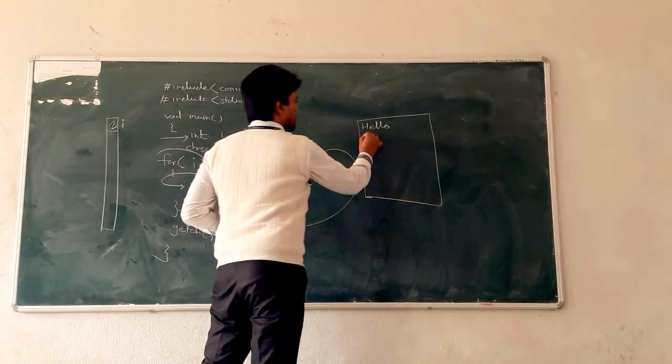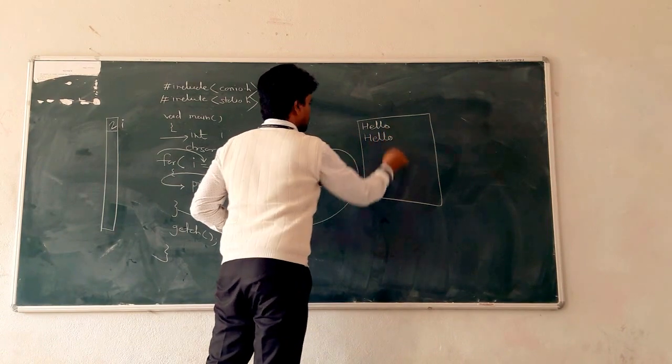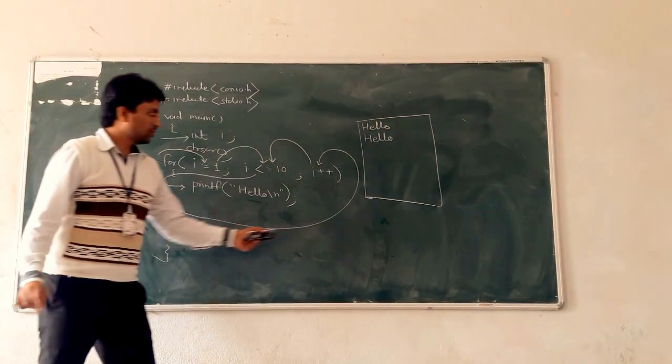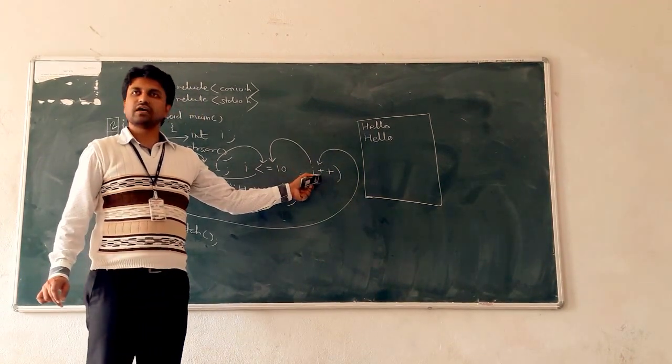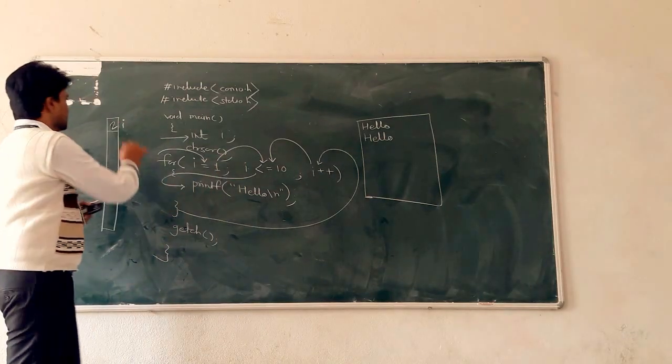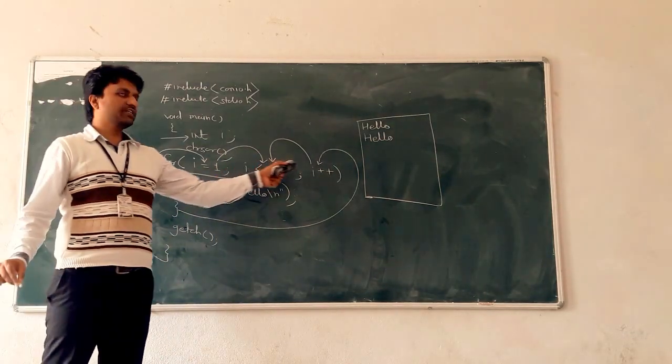So what is the statement? Hello. Print hello on the console. Second time, then completion of the for loop. So again, the I plus plus statement is executed. So now I becomes 3. So 3 less than or equal to 10.